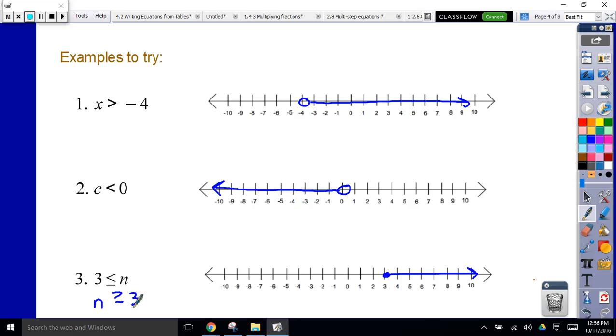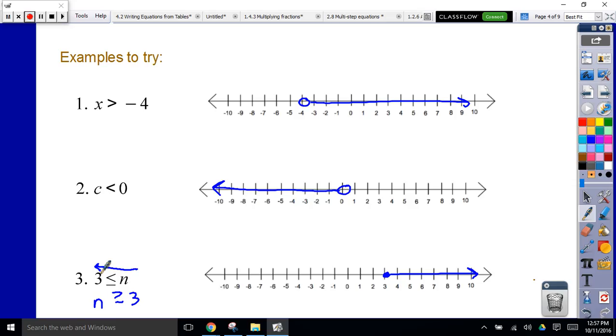Be careful about these. You can read this from right to left. Also, you could go in this direction and say n is greater than or equal to 3 because the bigger side is facing the n.